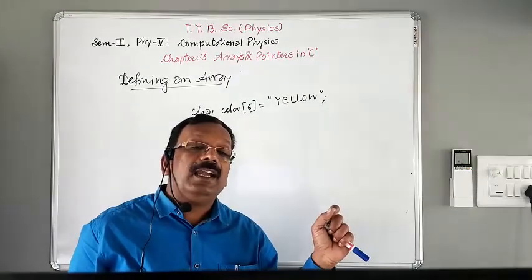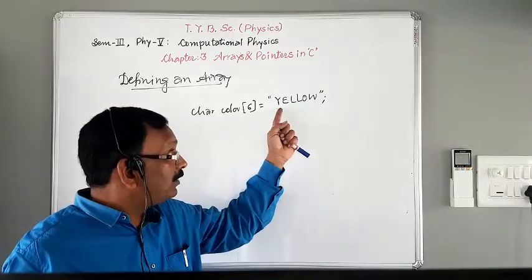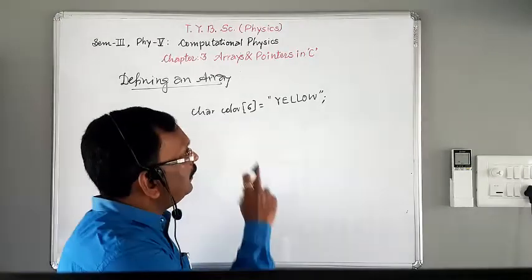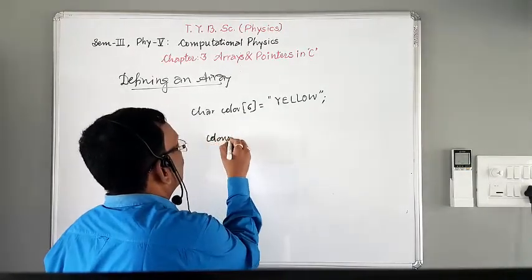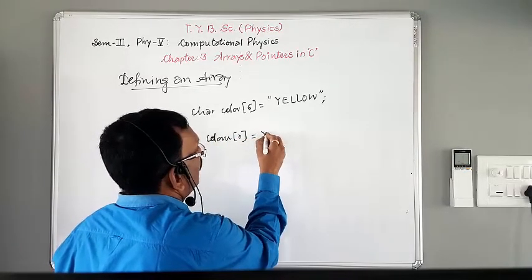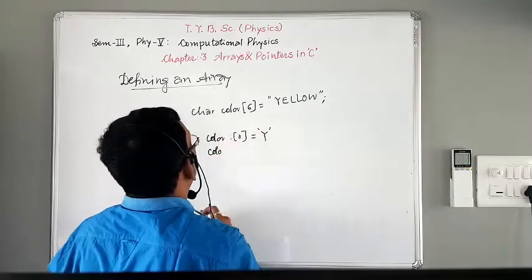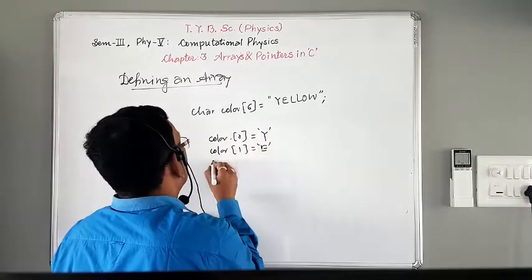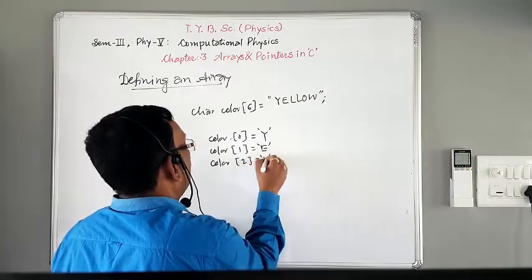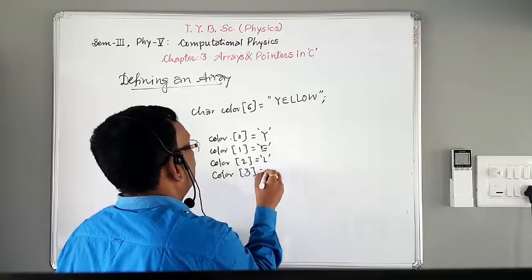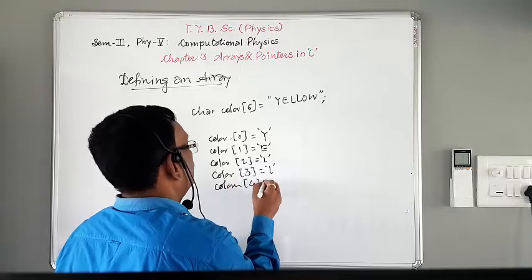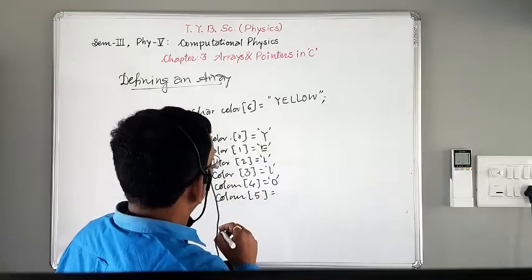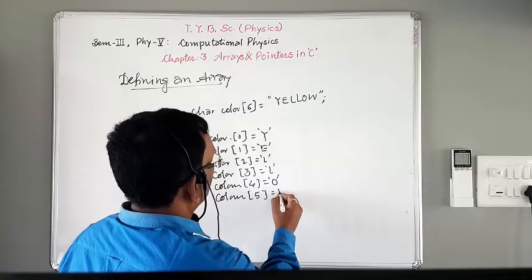Suppose we are going to declare a string of characters. I told you that a string of characters can be declared as an array, because every element, there are now 6 elements, is of the same type, that is alphabet. Now when this executes, the result will be color 0, that is Y, color 1 E, color 2 L, color 3 L, color 4 O, color 5 W.